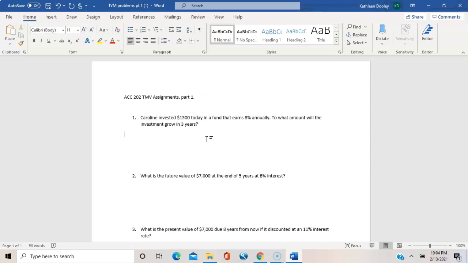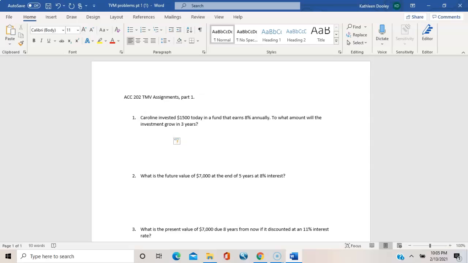I can't easily draw a timeline here, but if you did a timeline, you would have the PV is 1,500 and then a line. The FV would have a question mark. The I on the top would be 8%, and the N on the bottom would be 3 years. Then from there, we need the FV.